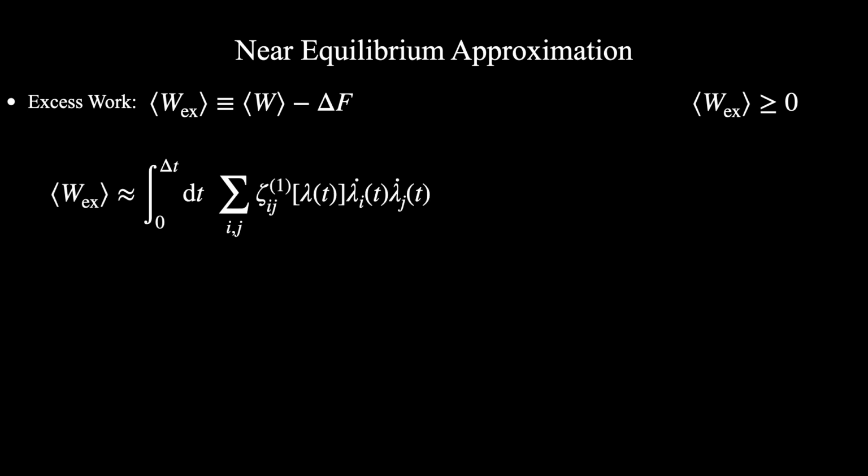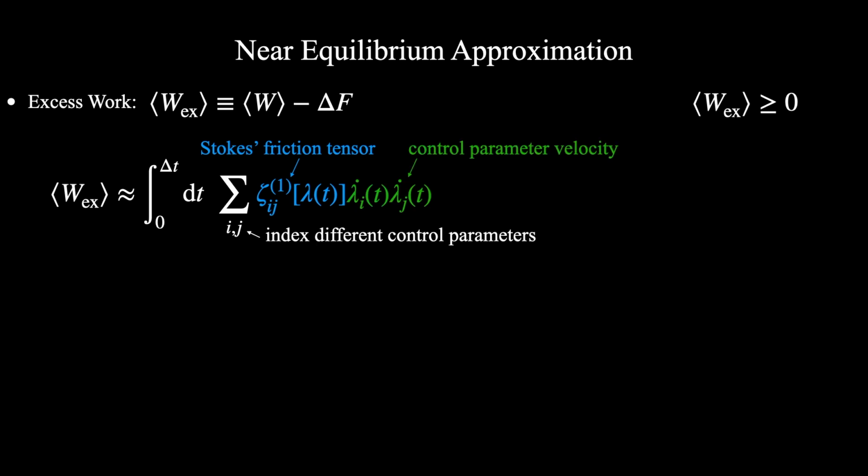So in particular, in the near equilibrium regime, the excess work can be written in this form in terms of the Stokes friction tensor and the control parameter velocity. Here the indices i and j index different control parameters. For example, you could think about the stiffness of the trap, the center of the trap, as just a couple examples. Now our goal is to find the protocol, lambda of t, where lambda are the control parameters, that minimizes this excess work, which will also help improve our free energy estimates.